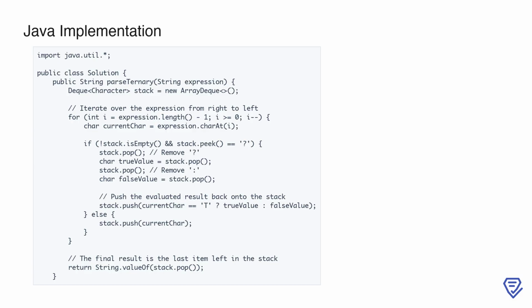When we encounter a question mark, we know it's time to evaluate a ternary condition. The top of the stack will contain the true value and false value separated by a colon. We remove the question mark, pop the true value, then the colon, and finally the false value. Based on whether the current character is T or F, we push either the true value or the false value back onto the stack. If it's not part of a ternary condition, we simply push the character onto the stack. By the end of the loop, the stack will contain only one value, which is the result of evaluating the entire expression, and we return it as a string.